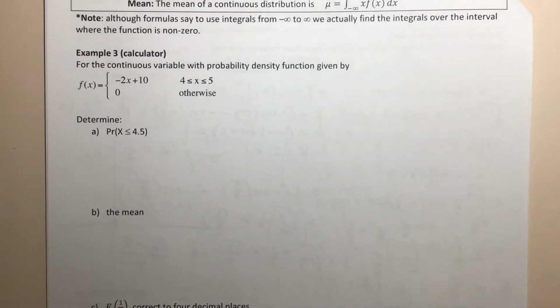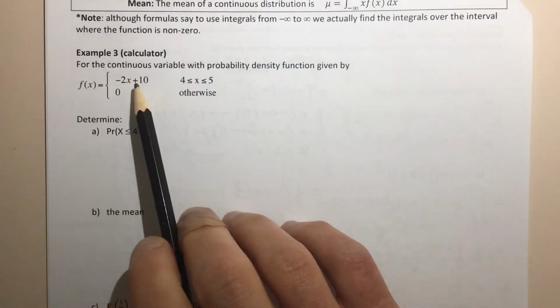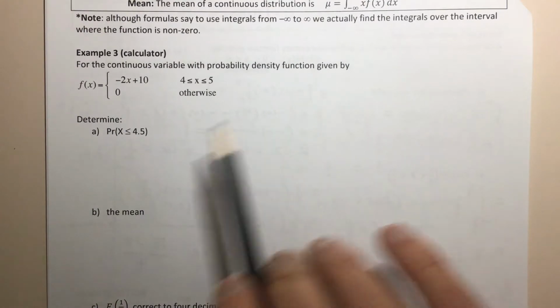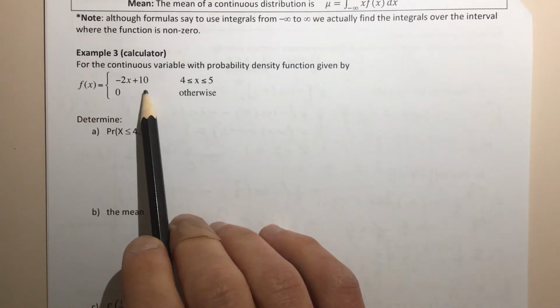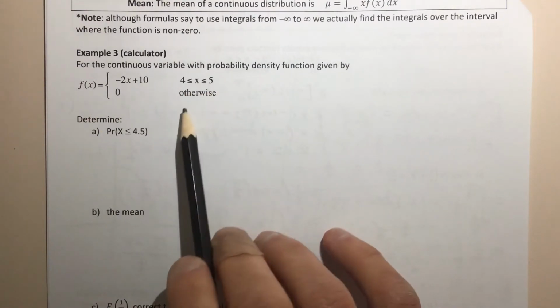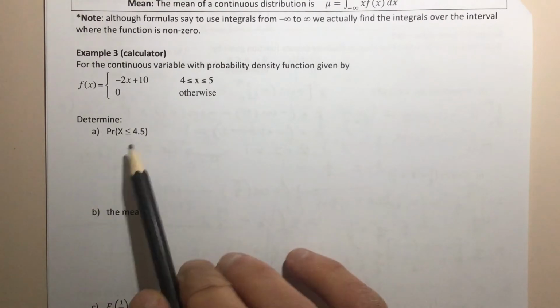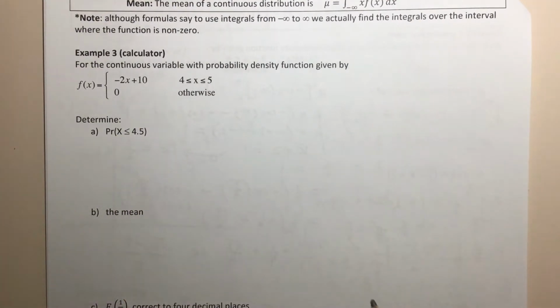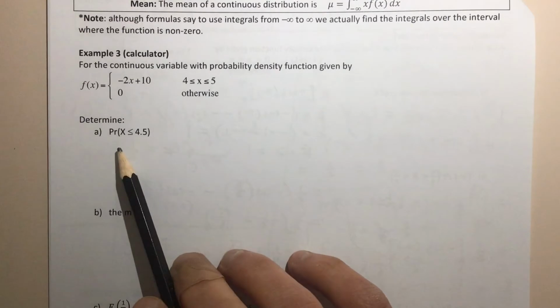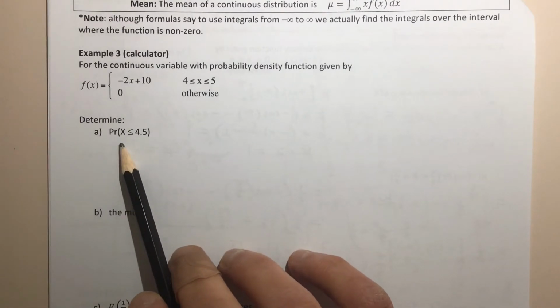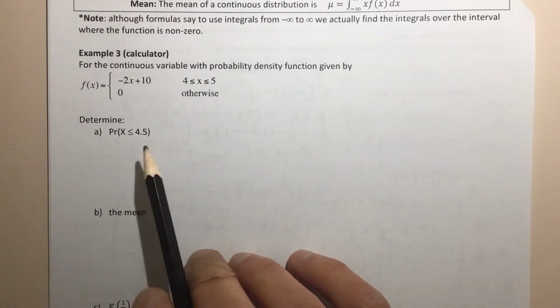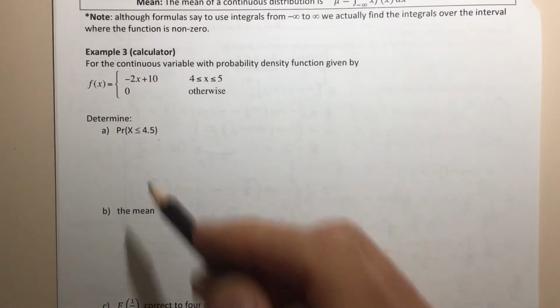So in this example, this one's a calculator allowed question. It says for the continuous variable with probability density function given by f of x equals negative 2x plus 10, where x is between 4 and 5, or equals 0 otherwise, we have to find a few different things. The first thing we have to find is actually just a probability. This says determine the probability that x is less than or equal to 4.5. So this isn't finding the mean or anything like that yet. This is just saying find this probability.